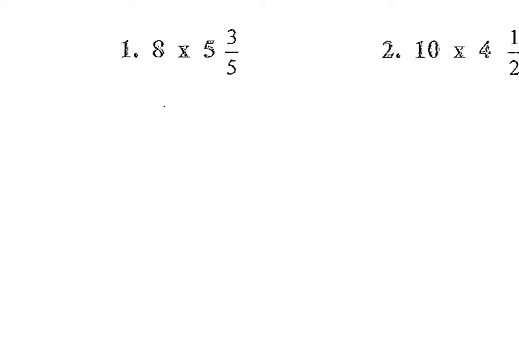Let's zoom in on example 1. First, we need to change any whole numbers and mixed numbers to improper fractions. 8 is a whole number. We need to change that to a fraction. 8 is the same as 8 over 1. Then we have our mixed number, 5 3/5. We need to change that to an improper fraction. 5 times 5 is 25, plus 3 is 28, which means 5 3/5 is 28 fifths.